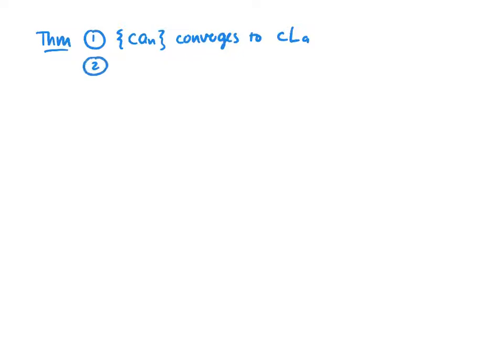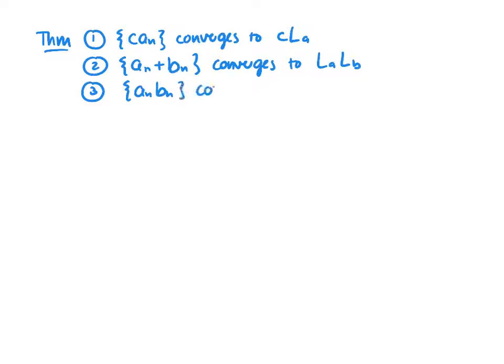The sum sequence converges to the sum of the original limits. The product sequence converges to the product of the original limits. Ooh, I did not write the sum earlier. Sorry about that. So this should be that right there. And then the quotient.